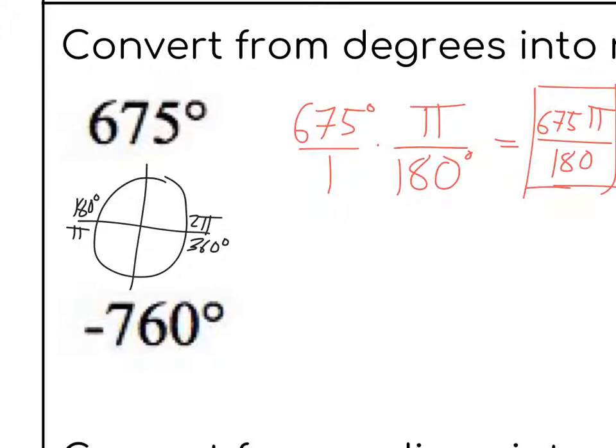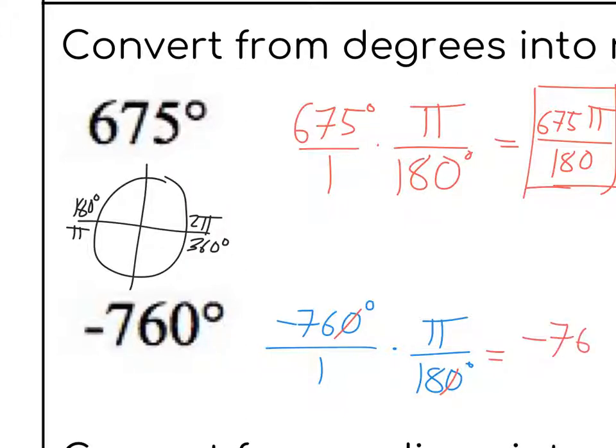For negative 760, we're doing the same thing. I'm going to start off with negative 760 over 1 and multiply this times pi divided by 180. I know to put the 180 on the bottom because I've got to get rid of my degrees, and this is the only way that those will cancel out. I also see a quick canceling thing. I can cancel out my zeros there because we're dividing both by 10. And I end up getting negative 76 over 18, and my pi goes with the negative 76. Again, you could reduce this, but this is the correct answer at this point.